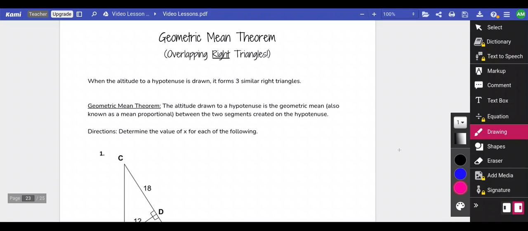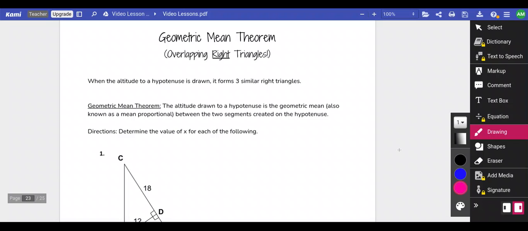Today, we're going to talk about the geometric mean theorem, which is also known as overlapping right triangles. When the altitude to a hypotenuse is drawn, it will form three similar right triangles.